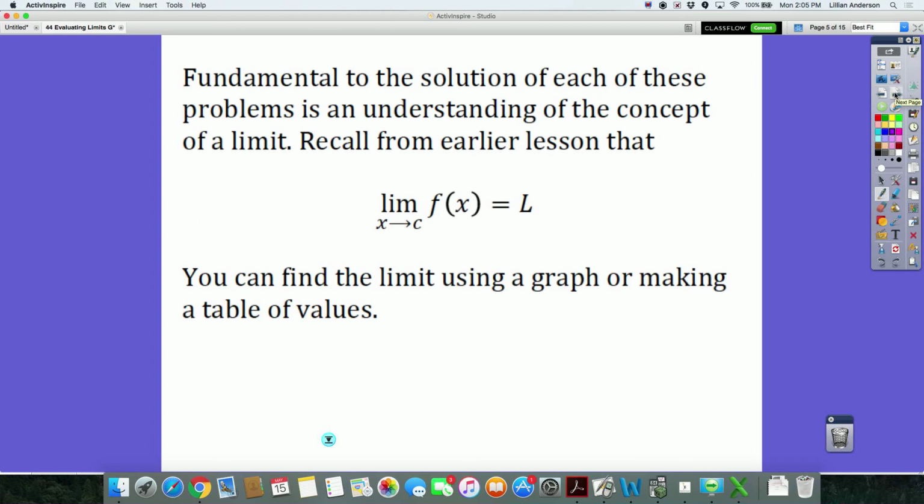All right, now fundamental to the solution of each of these types of problems is the understanding of the concept of a limit. That's what we're talking about today. Now recall, we've dealt with limits before. You remember this notation right here? It would have been back in the first quarter, maybe second quarter, but I know it was first semester for sure, when we talked about what concept did we deal with that dealt with this? Set notation.